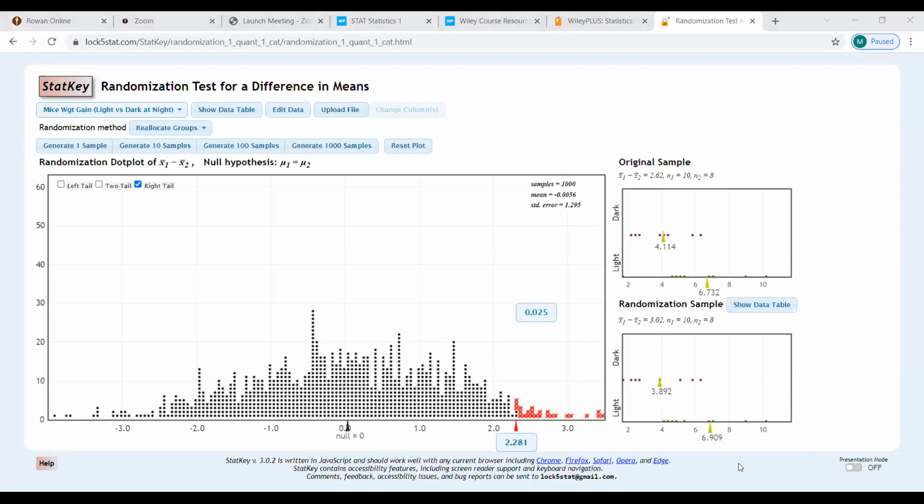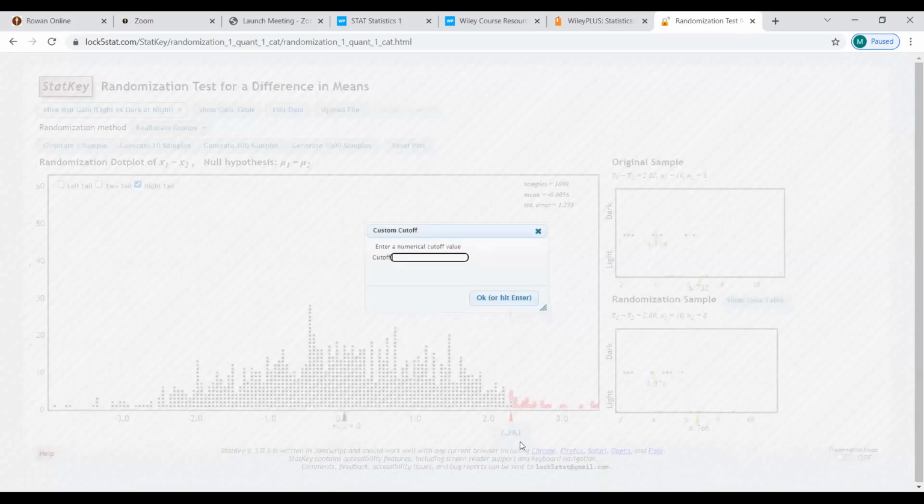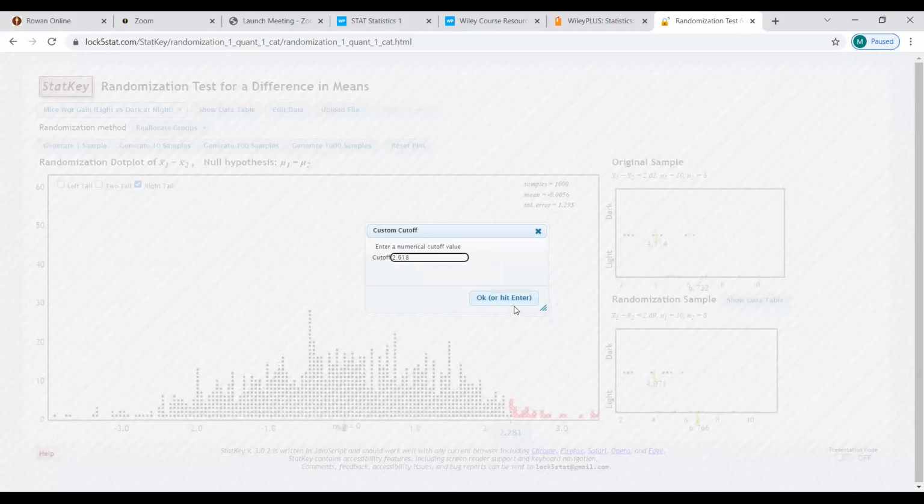What we're interested in is what's called the p-value. That is the number of samples here that are at least as large as the sample difference in means. And remember, the difference between the original sample mean for the light group and the original sample mean for the dark group is 2.618. So the way to actually come up with the p-value is very easy. You just go down to this bottom number here, click it, and type in the actual sample statistic, 2.618. Right, I'm going to hit enter.